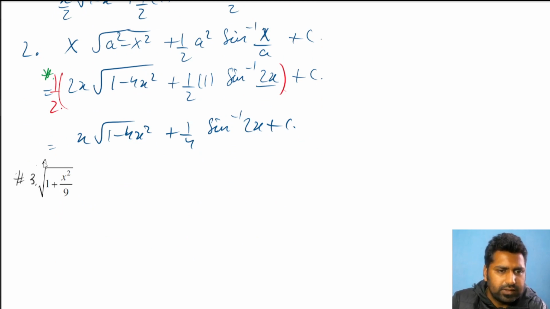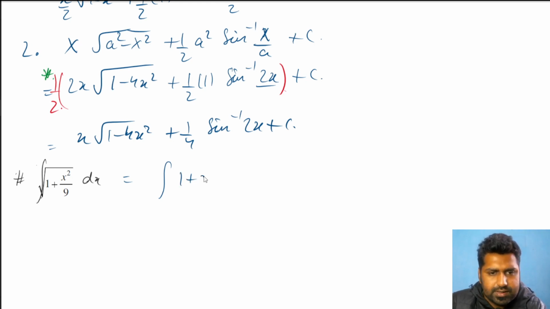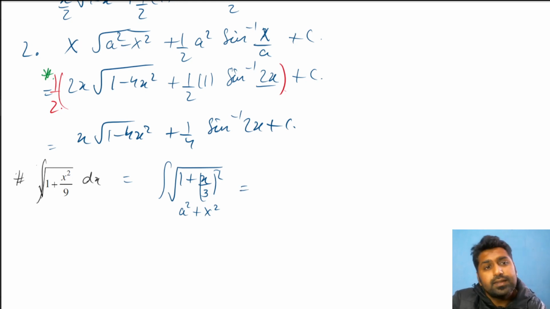Third, integration of this. If we rewrite this first of all as integration, this is question number 3. Okay, I'll remove this 3. So this is the square root of 1 plus x by 3 whole square. This is a square plus capital X square. So write your identity in capital X and then replace your capital X by x by 3. I'm comfortable, so I'm writing directly.